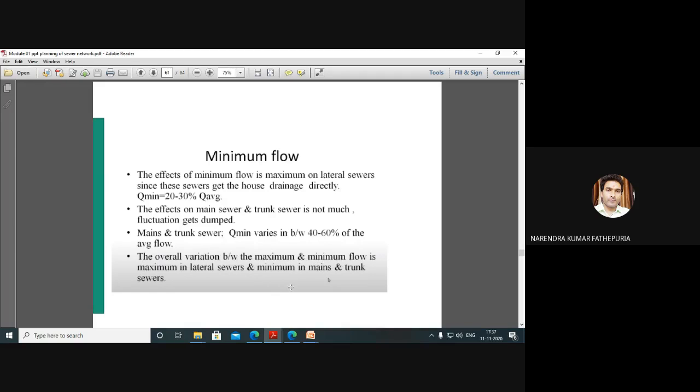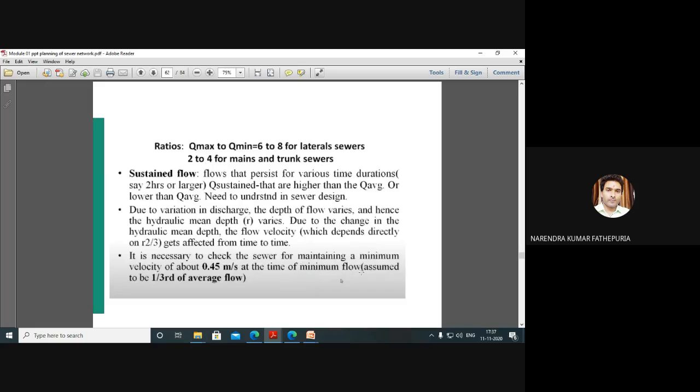Minimum flow is maximum in lateral sewers. Since these sewers get the house drainage directly, Q minima should be 2 to 30% of Q average. In main and trunk sewers, Q minima varies between 40 to 60% of the average flow. The overall variation between the maximum and minimum flow is maximum in lateral sewers and minimum in main and trunk sewers. This is important. We have gone through the detailed discussion in the classes, so I'm not going into it. Q max to Q minima should be 6 to 8 for the lateral sewers and 2 to 4 for the main and trunk sewers. These are the standard ratios.